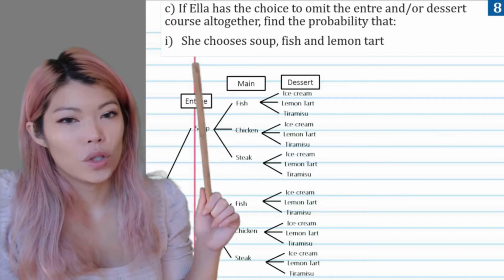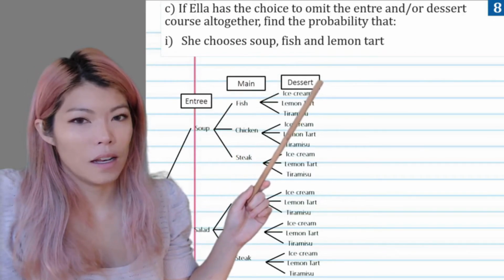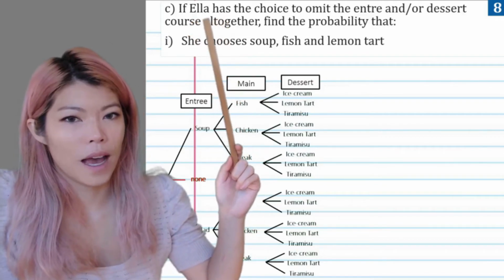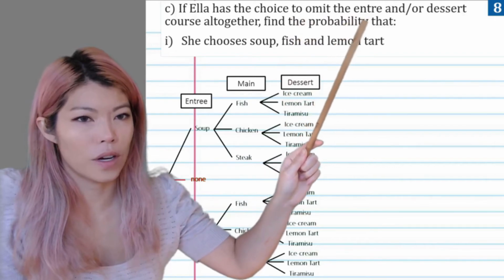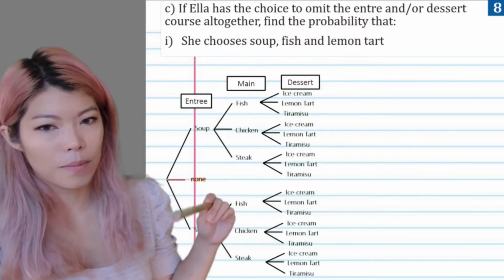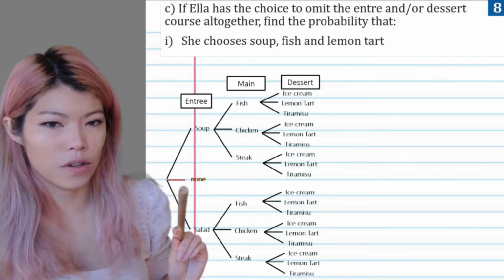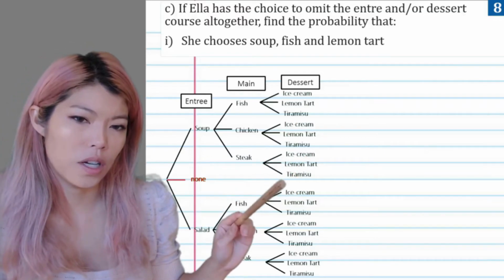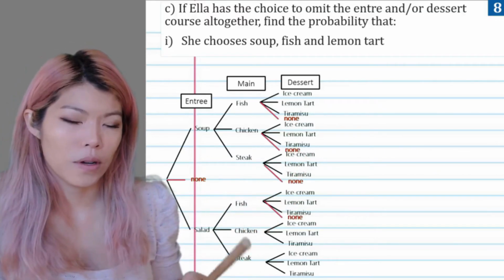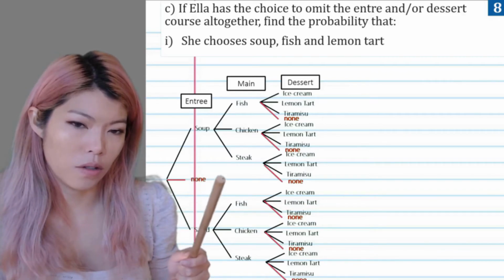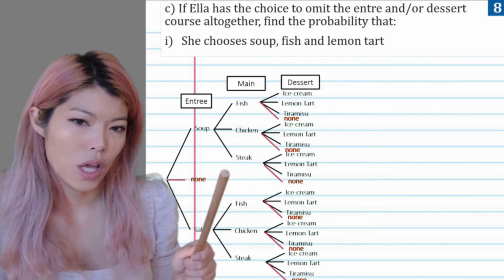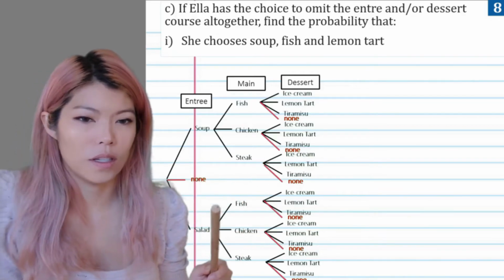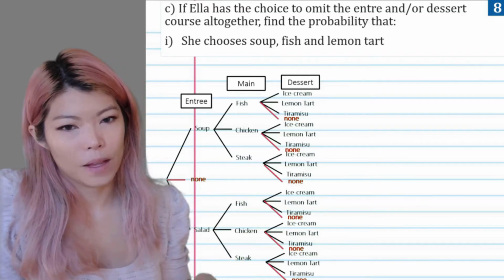What is the probability she chooses soup, fish, and lemon tart? But this time, Ella has a choice to omit the entree or the dessert. So she can skip the entree, so one of the options will be none for entree. And for the none option, she can still have fish, chicken, or steak. And for the dessert, she can also have a none option. I'm not going to fill in the none option for the entree, but you can imagine we have to draw 3 more mains for the entree and then a lot more dessert. So we are going to get a much bigger tree diagram.